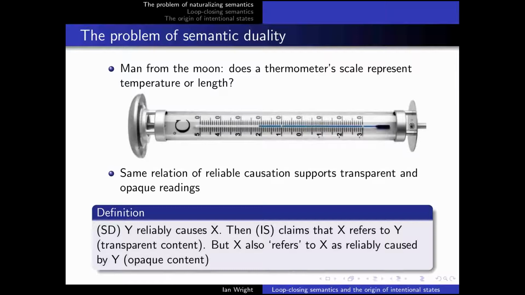So we have a problem of semantic duality. Given that y reliably causes x, then IS claims that x refers to y, the transparent content. But x also refers to x as reliably caused by y, the opaque content. Now, IS gives no reason to pick out the transparent rather than the opaque reading, so it cannot even explain why an information-bearing state represents something other than itself.